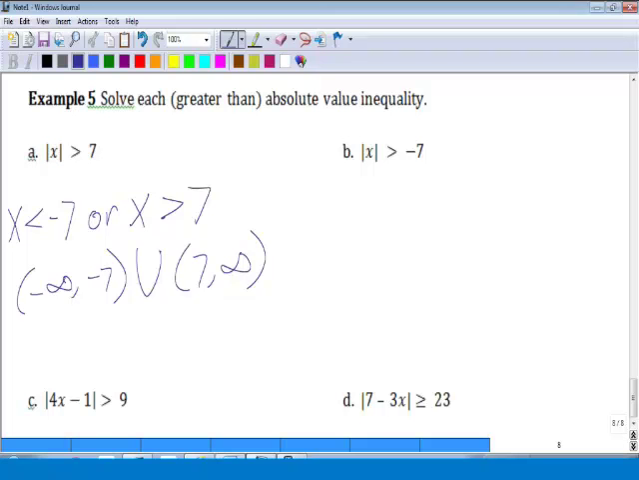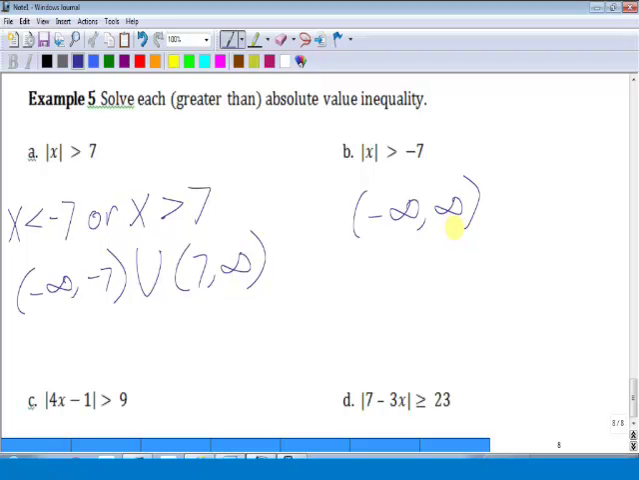What's a number whose absolute value is not greater than -7? -6, -8, +8, +6, million, 0. Every real number has absolute value at least 0, right? And 0 is greater than -7. So every real number has absolute value greater than negative 7. So we just look at it and observe all real numbers make this true.